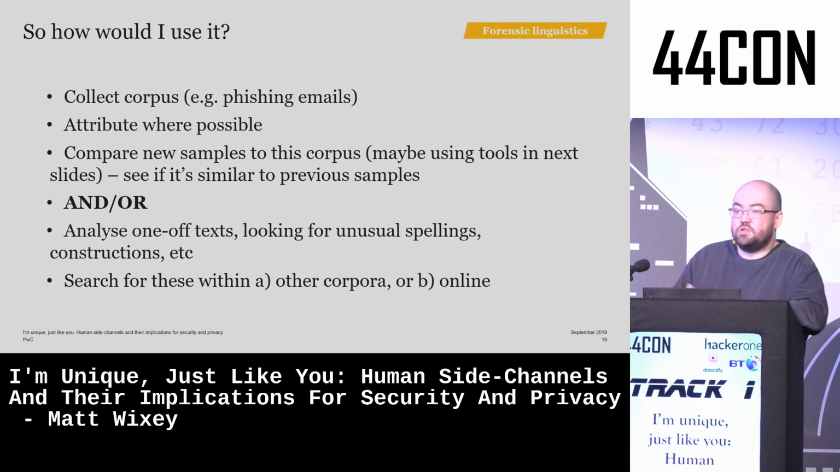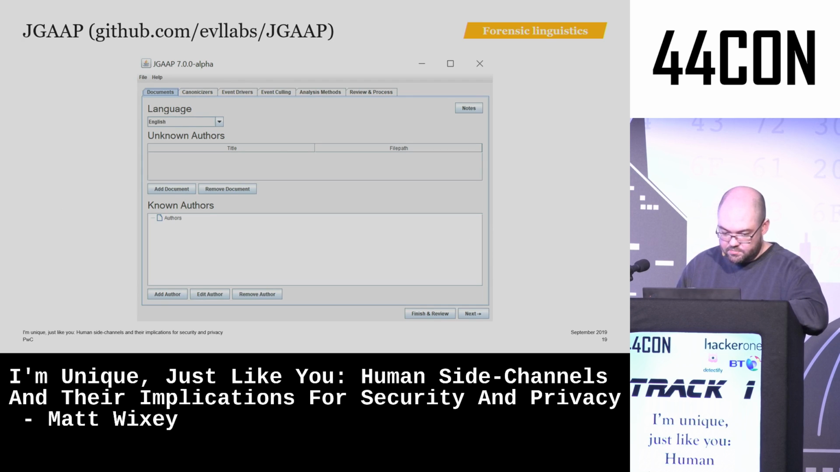So in terms of how you could use this practically, essentially what you want to do is collect a corpus of, say, phishing emails. Try and attribute them where possible to a particular threat actor group or a person. And then new samples that you get in, you'd compare to that corpus using some of the tools that I'm going to show you in the next few slides. Or you could take a more basic approach, and as samples come in, you look for unusual spellings or unusual constructions, and then search for those online and see if they can generate other leads.